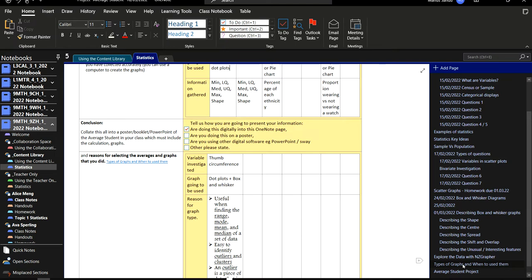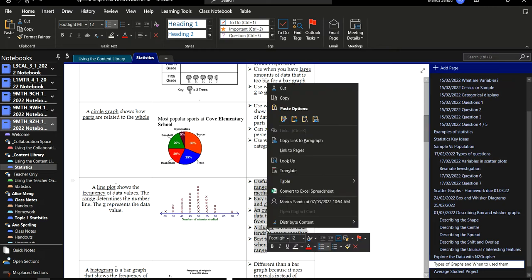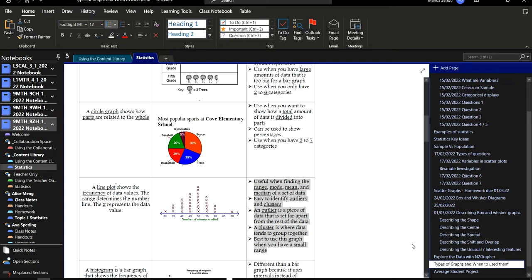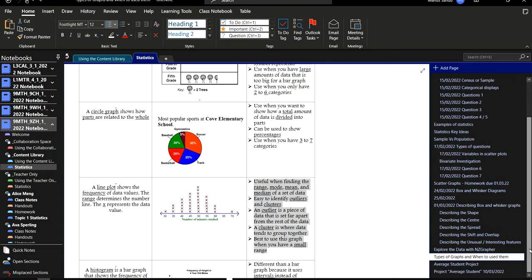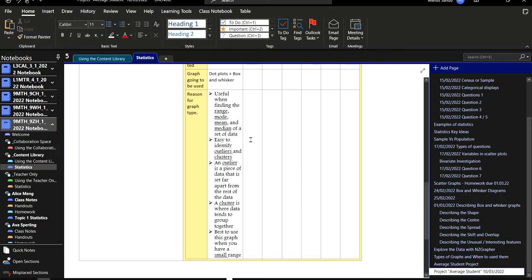Yes? All right, so if you click on that and you look for dot plots, which one is dot plots? This one here. All right, I highlighted all of it, copy, and then go back to where I was and simply have it pasted here. Yes? Why have I chosen that type of graph? Useful when finding the range, mode, mean, and median of a set of data.